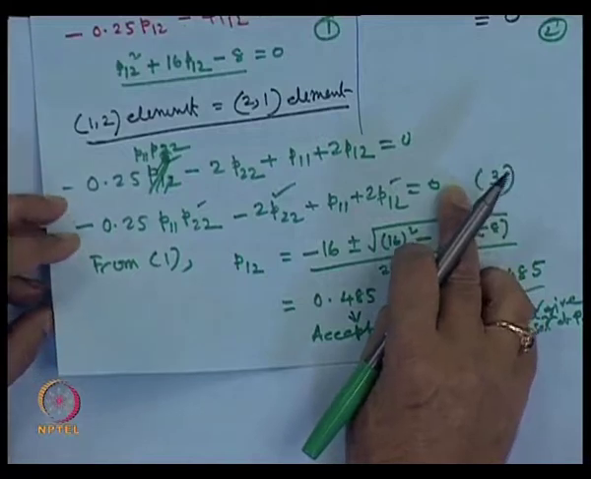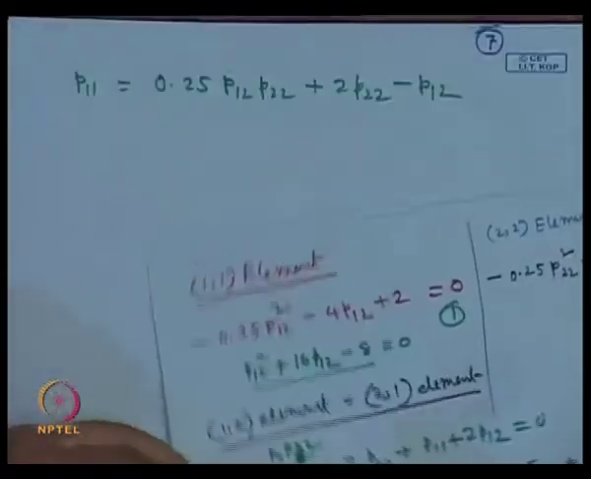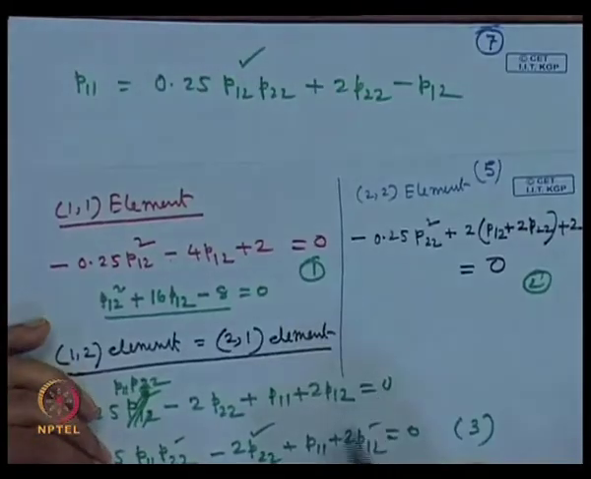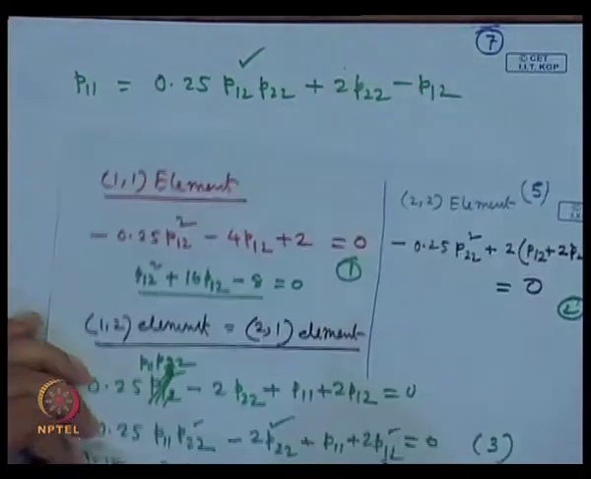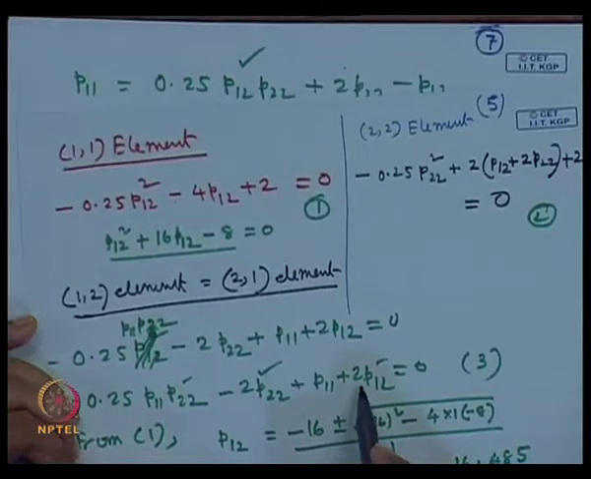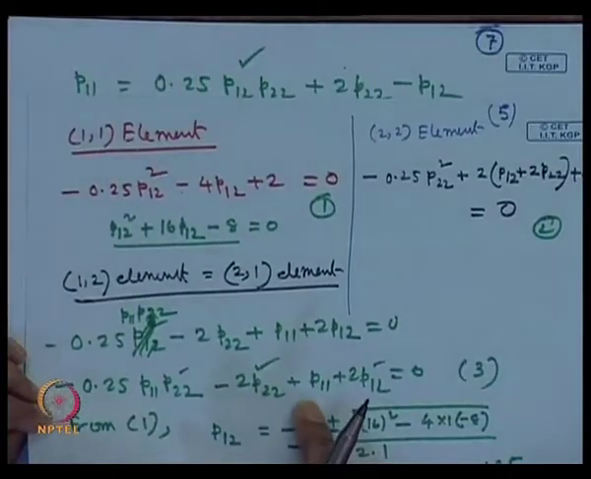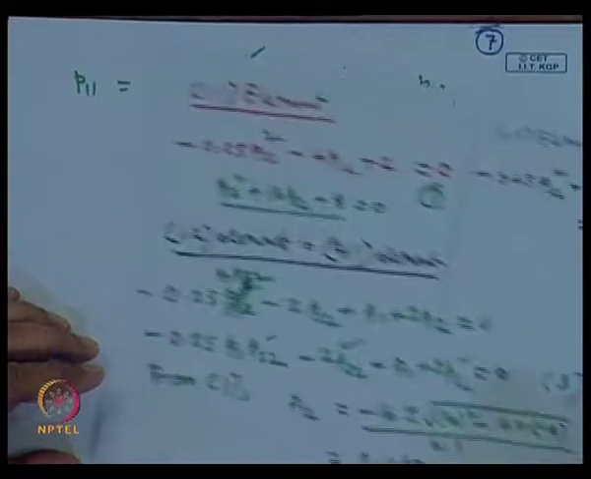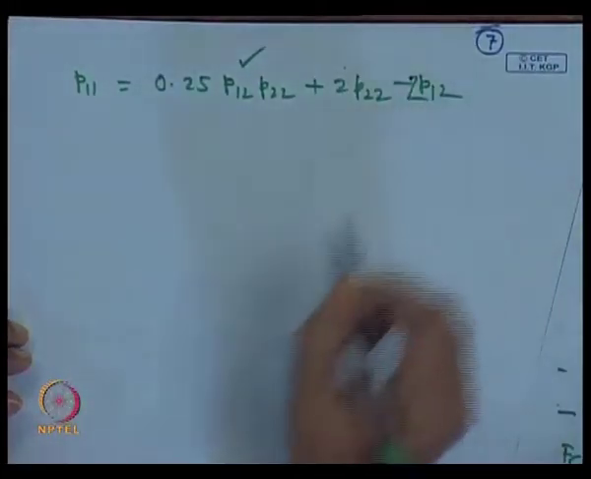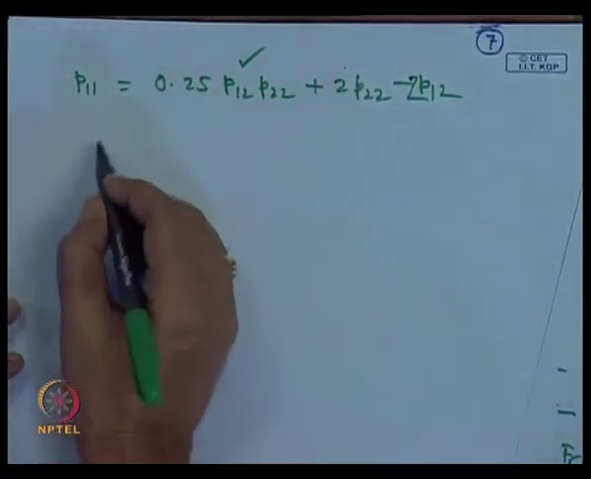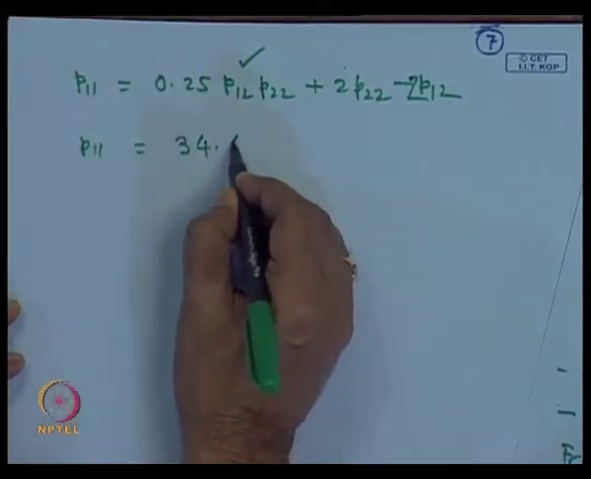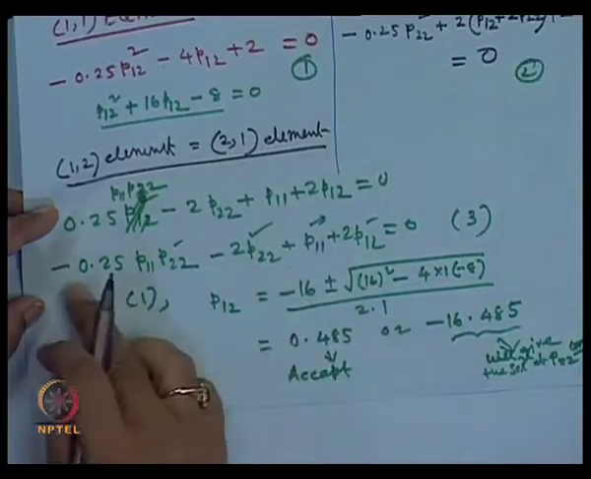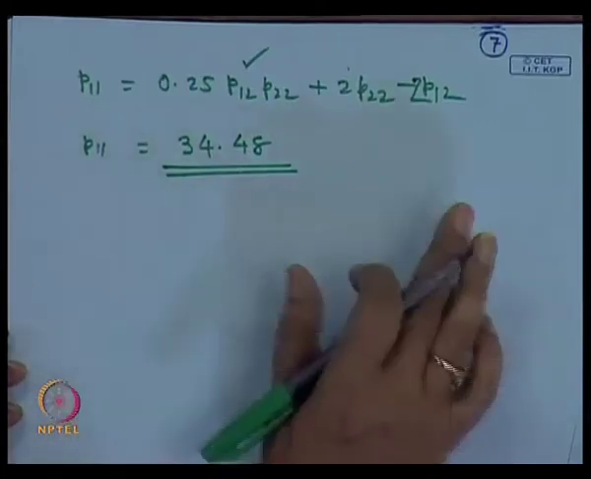From this equation one can write P12, if I take that side, 0.25 P11 P22, which I have written, then it is 2 P22. If you take that side it is plus P22, then twice P12, again P11. So, minus twice P12. If you use these values, then the P11 value you are getting is 34.48. This is the only unknown, so I can get P11 by using the appropriate values of P12 and P22.